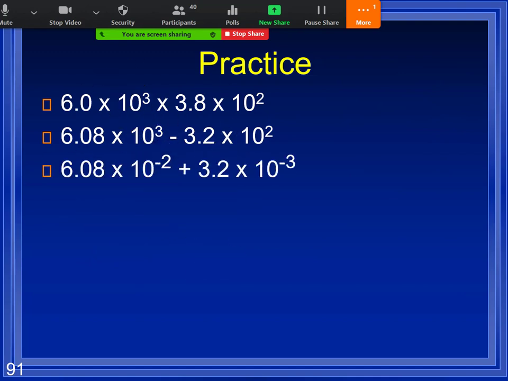Okay? So these are not the same numbers because they got different exponents. Now I got negative exponents. What do I do with negative exponents? And it's addition, not subtraction. So I got to do this 6.08 times 10 to the negative second plus 3.2 times 10 to the negative third.